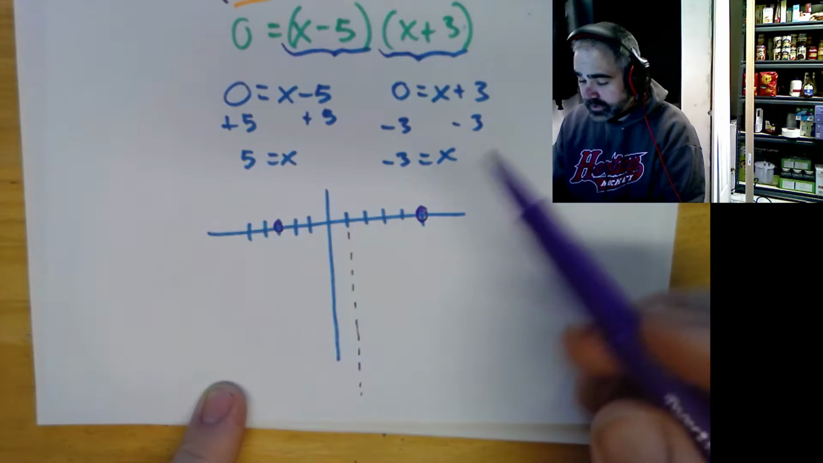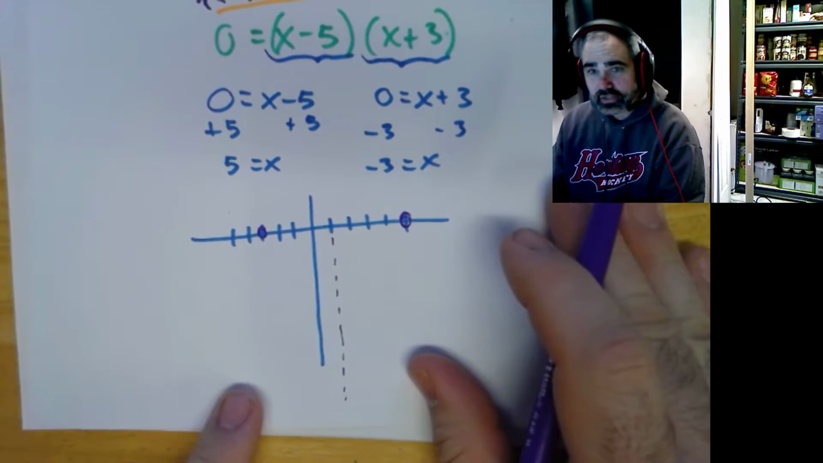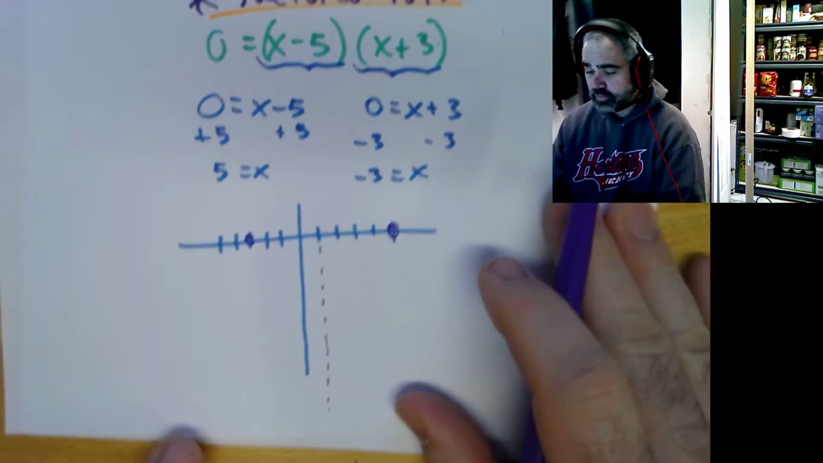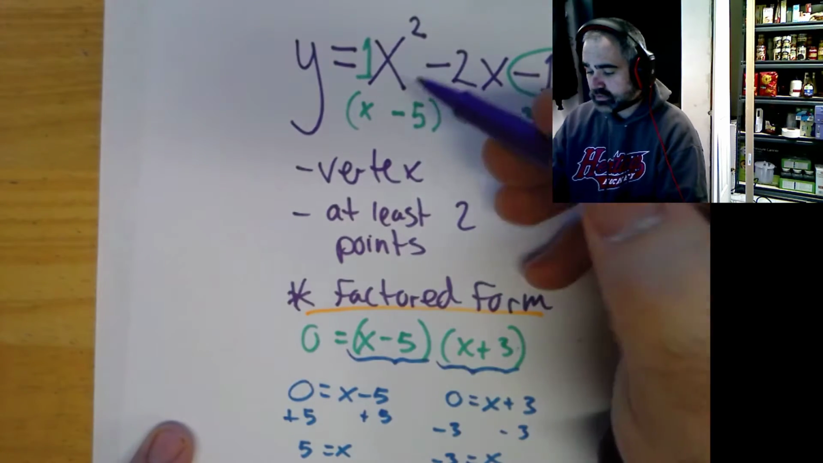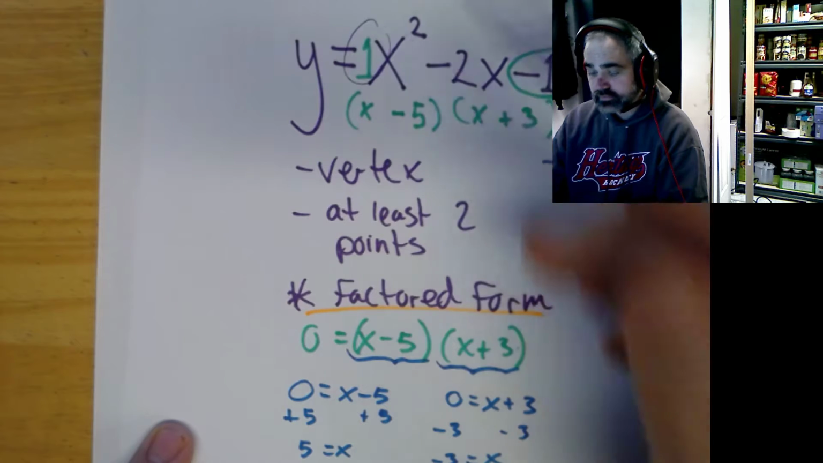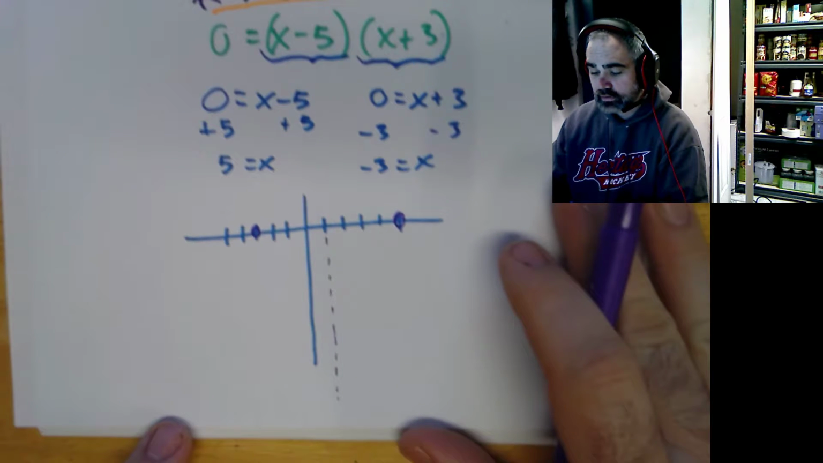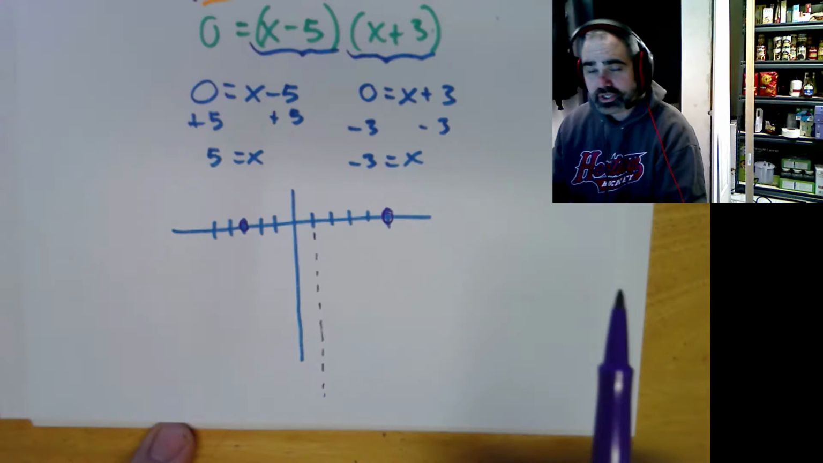Alright, so now we have a really good idea of what this is going to look like, but we don't have specific points yet. We also know that it's a smiley face because the 1 appears positive. That's another clue. Okay? Make sure that you have the correct orientation of your parabola.